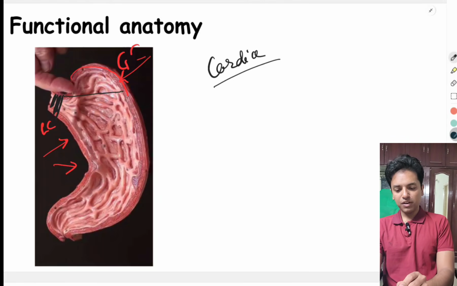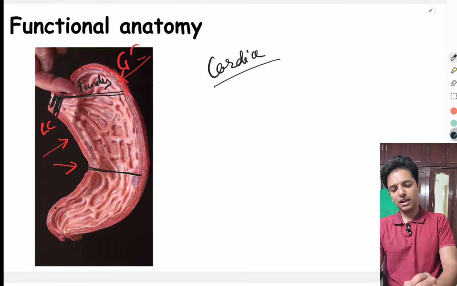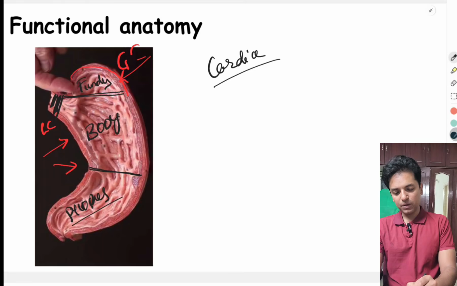Now from this cardia, if I draw a straight line going to the greater curvature of the stomach, the part of the stomach above this line is called the fundus. And regarding this angle called angularis incisura, from this angle also if I draw a straight line going to the greater curvature of the stomach, the part above this line, which forms the majority of the anatomical part of the stomach, is called the body of the stomach, and the part lying below that line is called the pylorus.